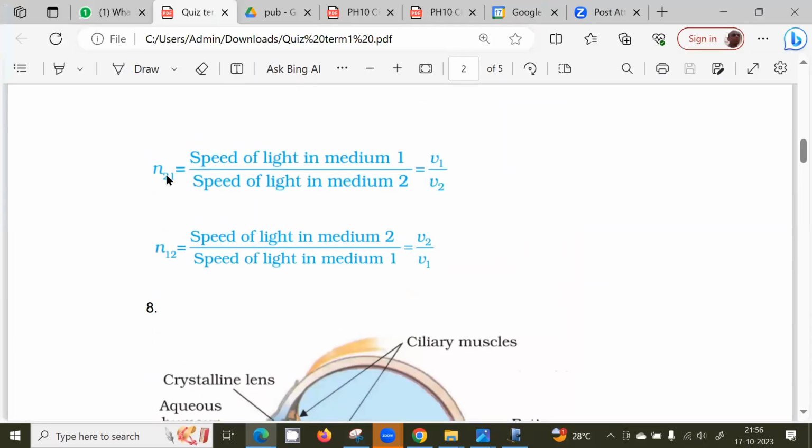Yeah, that's what I said. This is the refractive index of second medium with respect to first medium. So second will come in the denominator, first will go in the numerator. If it is glass, the velocity of light in air will be more, so it's greater than 1. For the first medium with respect to second, the first medium will go to the denominator and the second will go to the numerator. So V2 by V1. These two are reciprocals. So remember this result.